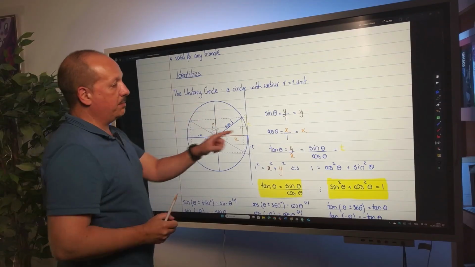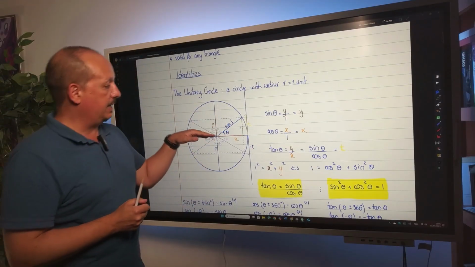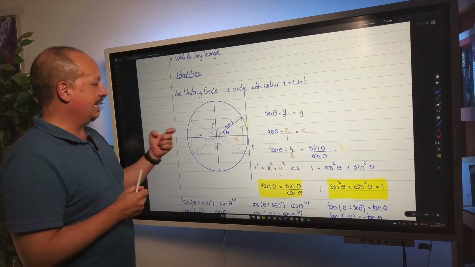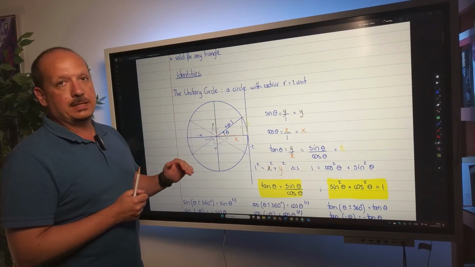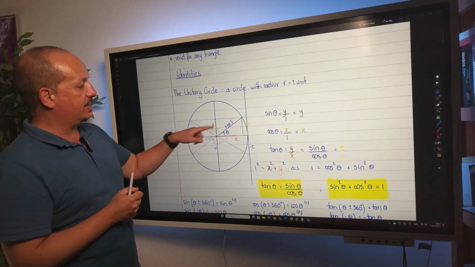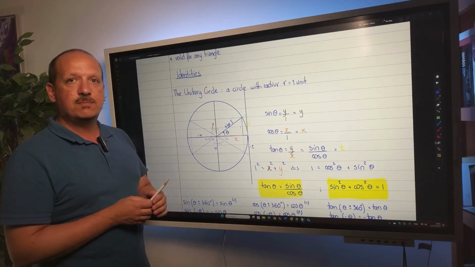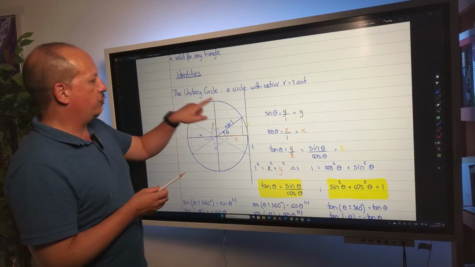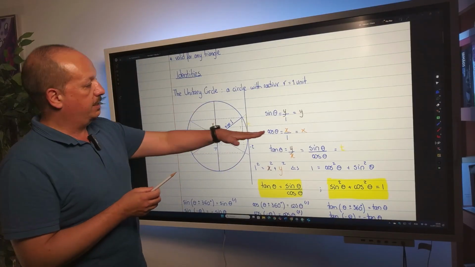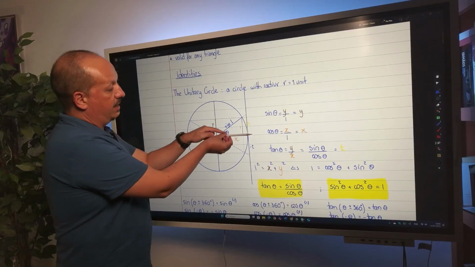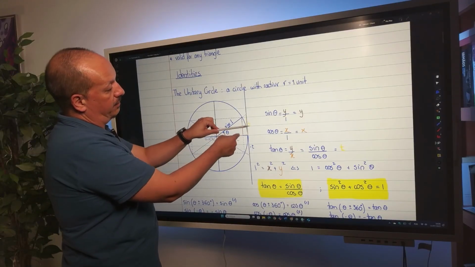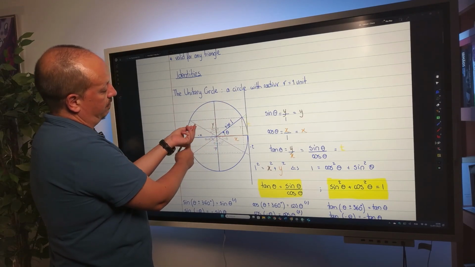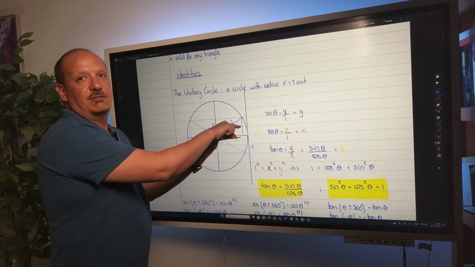Same thing goes for the cosine. What is a cosine? It is the size of the adjacent side to the angle, divided by the hypotenuse. So in this case, it's x divided by 1 or just x. So where is the cosine measured in the unit circle? It is measured on the x-axis. As the angle varies, the value of the cosine will also change, right?